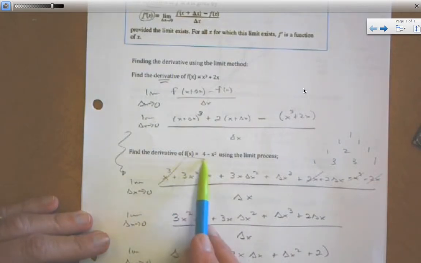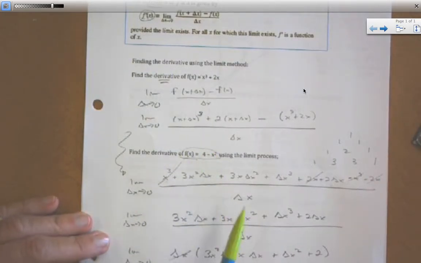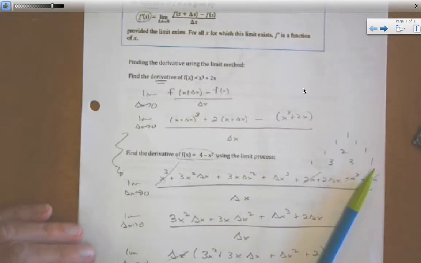We're going to work this one together in class, plus a few other examples on Thursday after your test.